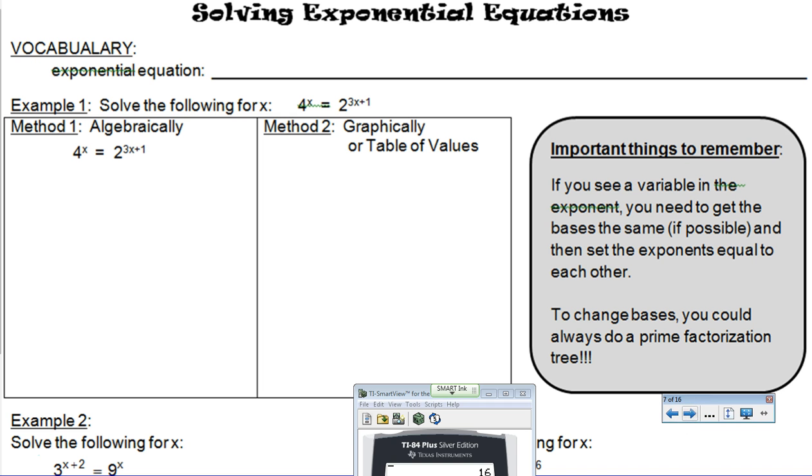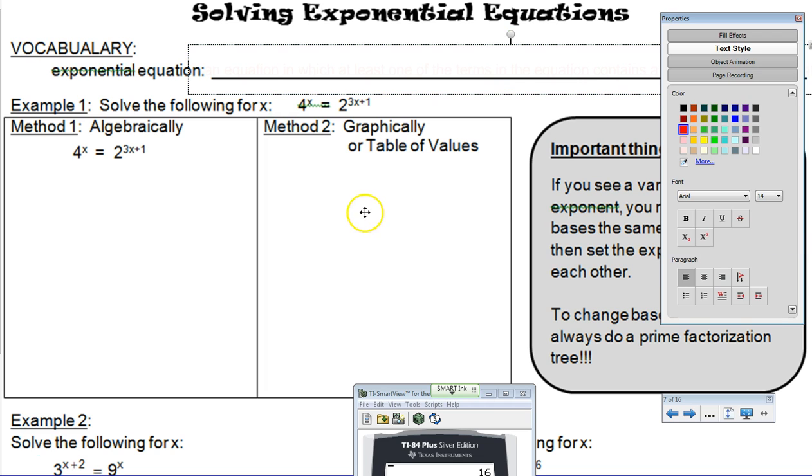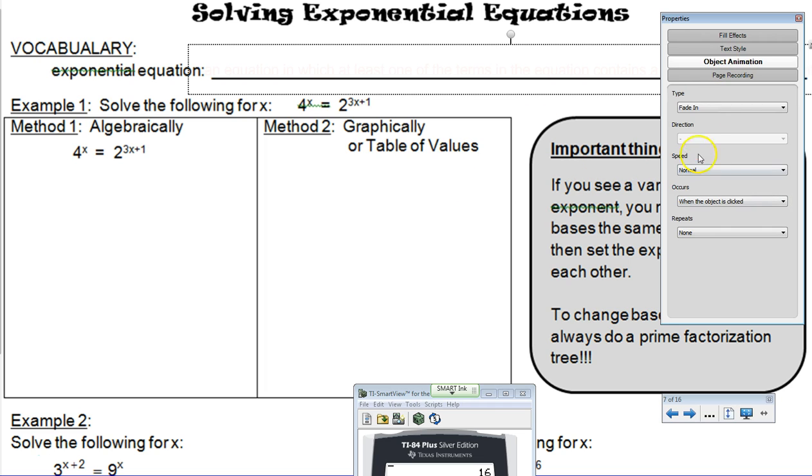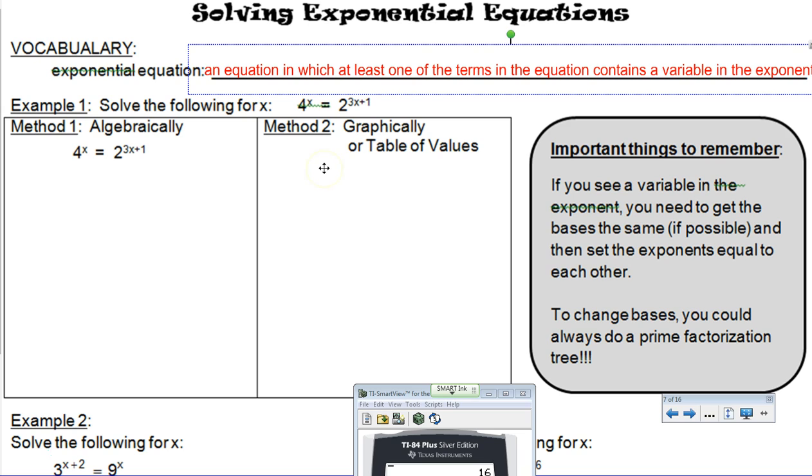Okay, so an exponential equation, if I can get it up, it's an equation that has a variable in the x power. Sorry about that. So an exponential equation is an equation in which at least one of the terms in the equation contains a variable in the exponent.